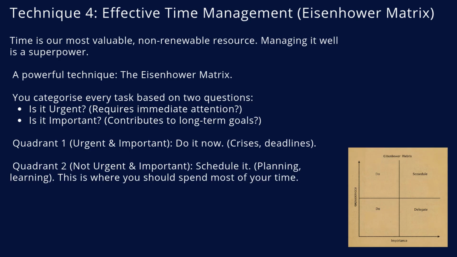But the magic is in Quadrant 2. These are the tasks that are important but not urgent. This is where strategic thinking, planning, and learning live. Effective people schedule and spend as much time as possible here, because this is the work that prevents future crises.